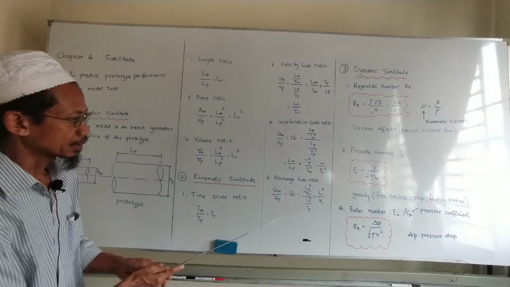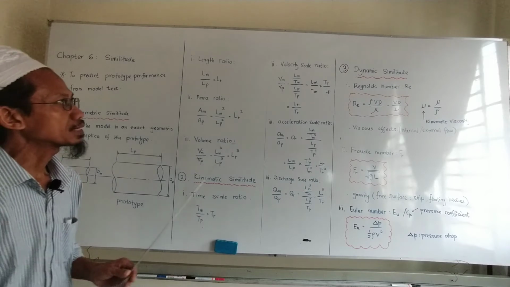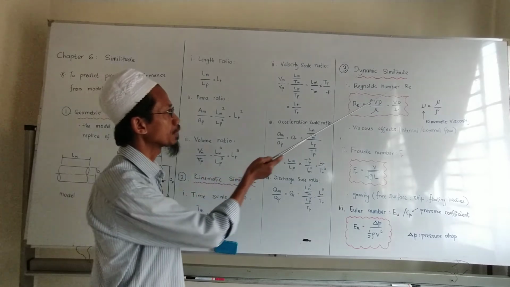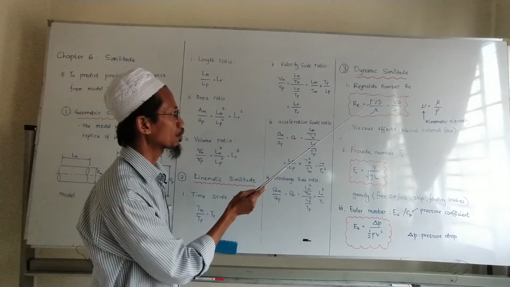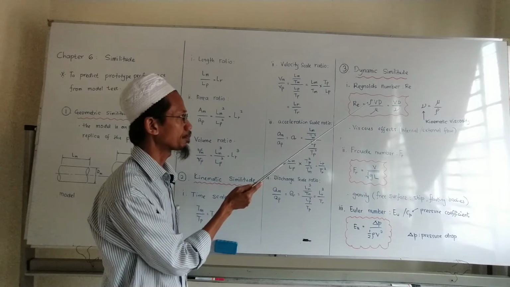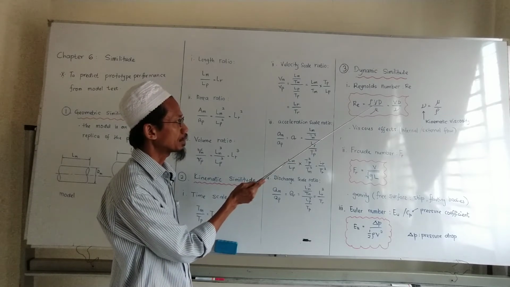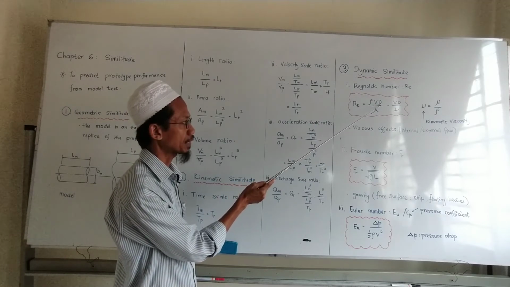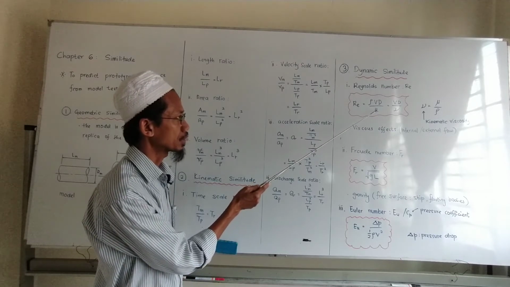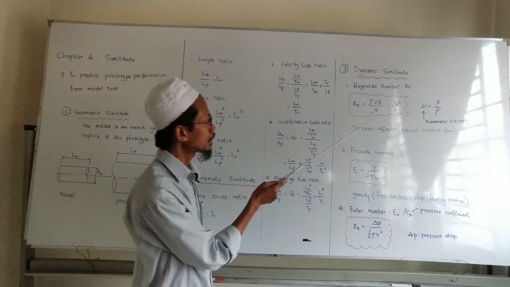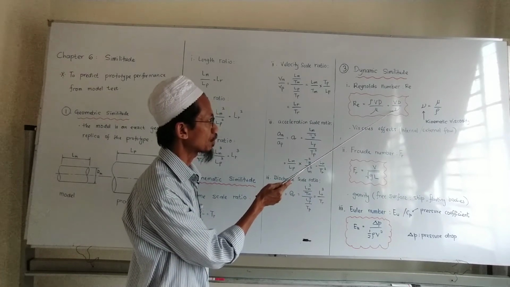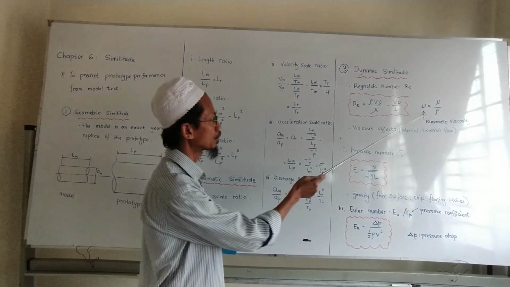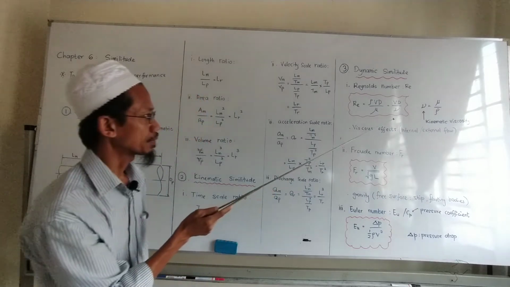And then the third similitude is dynamic similitude, or dynamically similar. First, we see the Reynolds number, Re. Reynolds number equals rho V d over mu. Rho is the density of the fluid, V is the velocity of the fluid, d is, for example for a pipe, the diameter of the pipe, and mu is the viscosity of the fluid. Or Vd over nu, where nu is the kinematic viscosity, equal to mu over rho, in square meter per second.